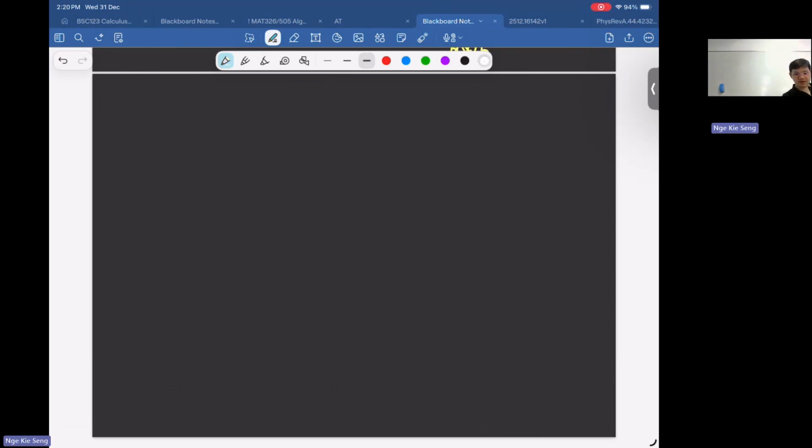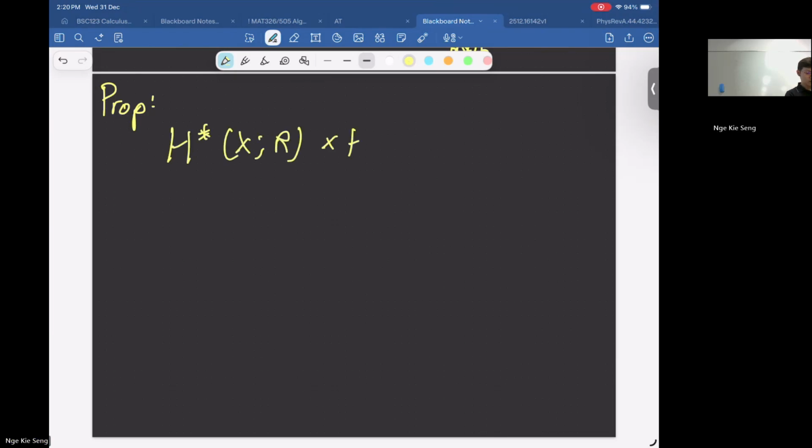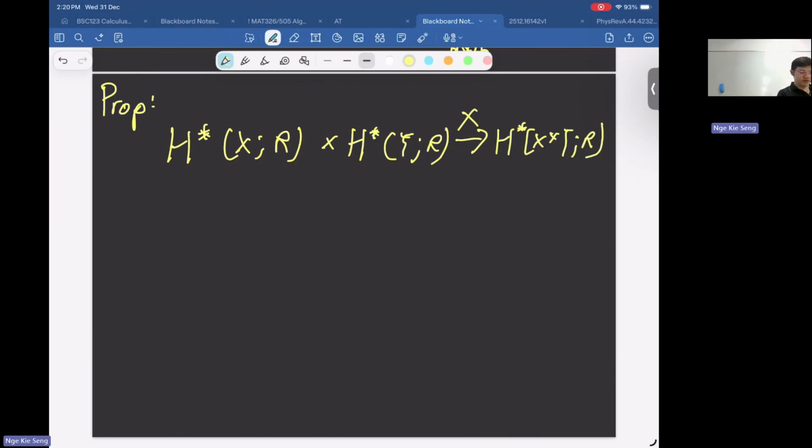Next, we're going to define what's called a cross product. So here we're going to use it actually. So let us define cross product. Last time we had cup product, so here cross product. So what's this cross product here? We take two elements here, and we're going to send them to something called A cross B.